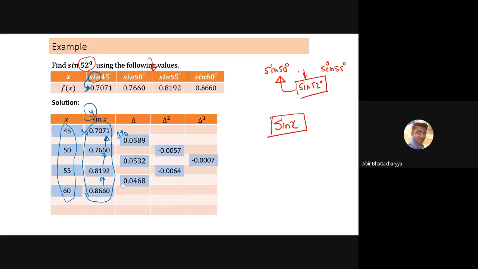I'm waiting for the verification from your side. All of you have done? Sir, in delta square, is it minus or positive? It's going to be minus. This minus this, right? Okay, Vivek, it is going to be minus. So all of you have done, right? So I'm proceeding further.